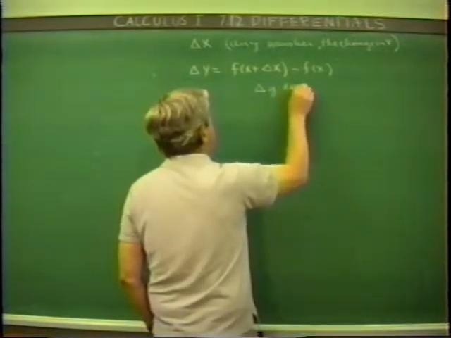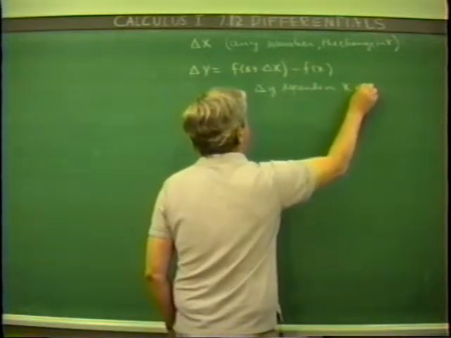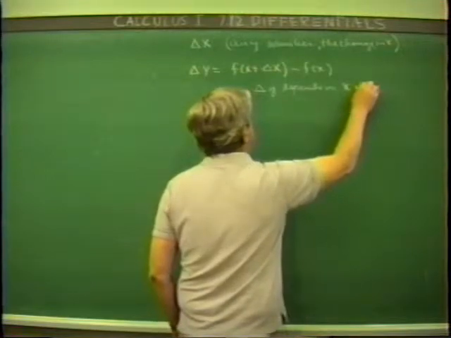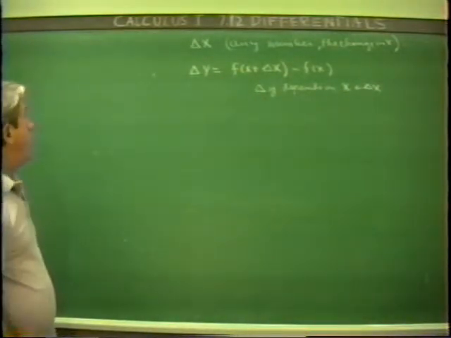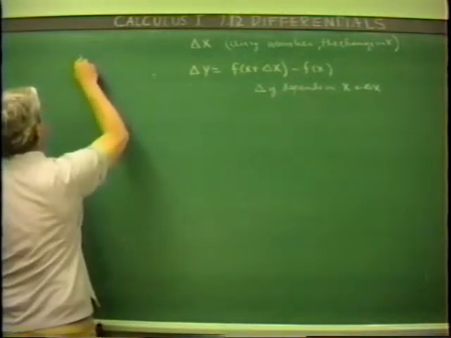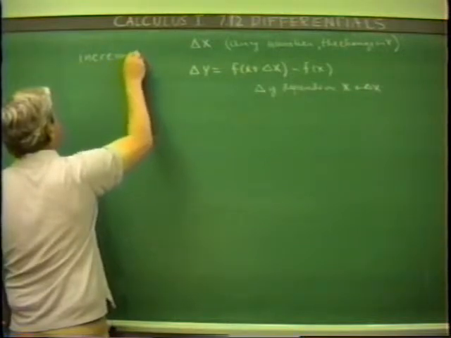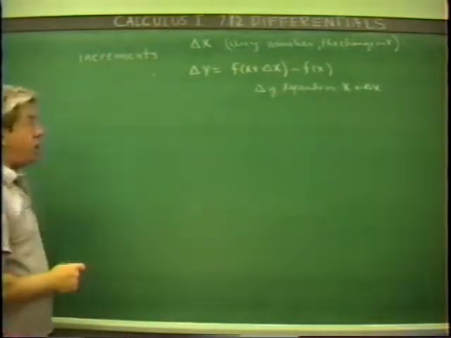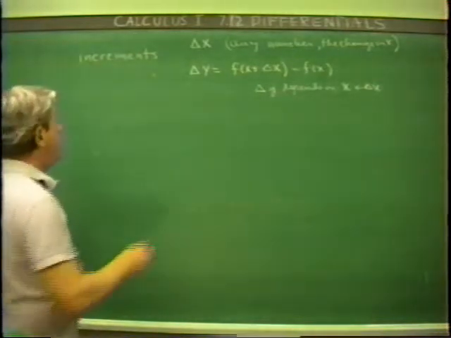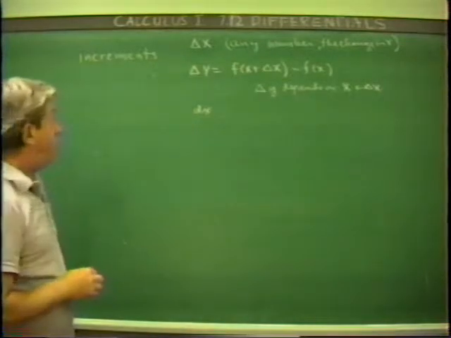And the thing to note here is that delta y depends on two things, x and delta x. So it's not simply a simple symbol here. These two quantities here are sometimes called increments. So this is the increment in x, and this is the increment in y, or change in x and change in y.